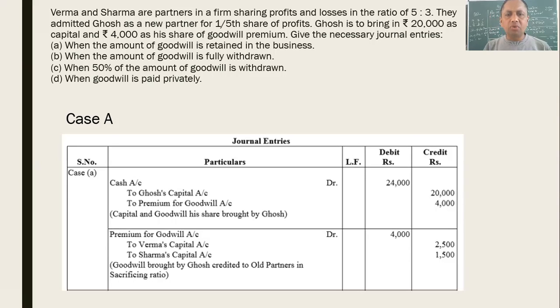The next, the distribution of goodwill to the old partners. So the premium for goodwill account debited to old partners capital account, so to Verma capital to Sharma capital. 4,000 is distributed in their sacrificing ratio 5:3. So 4,000, 2,500, 1,500. Goodwill brought by Ghosh credited to old partners in their sacrificing ratio. This is the treatment of the first case when the amount of goodwill is retained in the business.